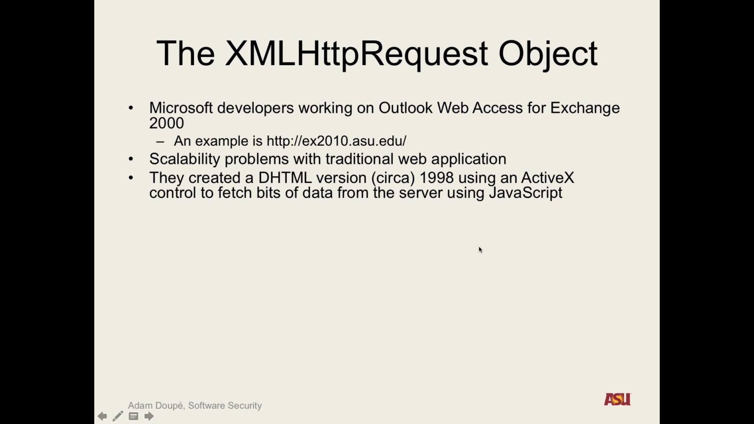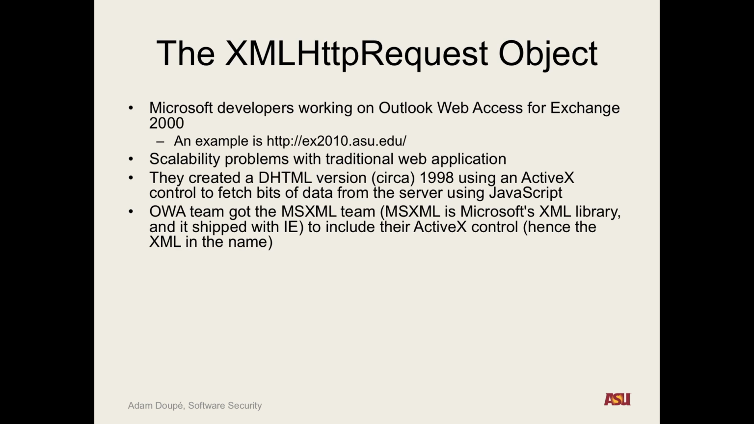So the idea was they created an ActiveX control in about 1998, which would fetch bits of data from the server. When the user clicks on their mail in their inbox, let's just fetch those bits of that mail and display that to the user, right? And when they go back, they can go back. We already have the inbox. And when they click on a new mail, we can make a request there.